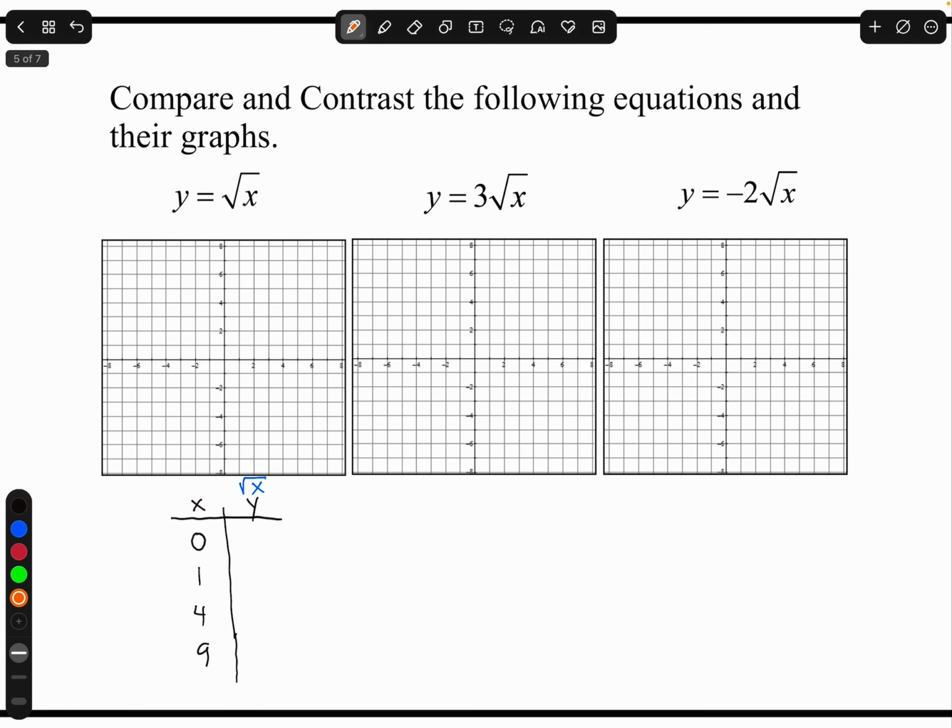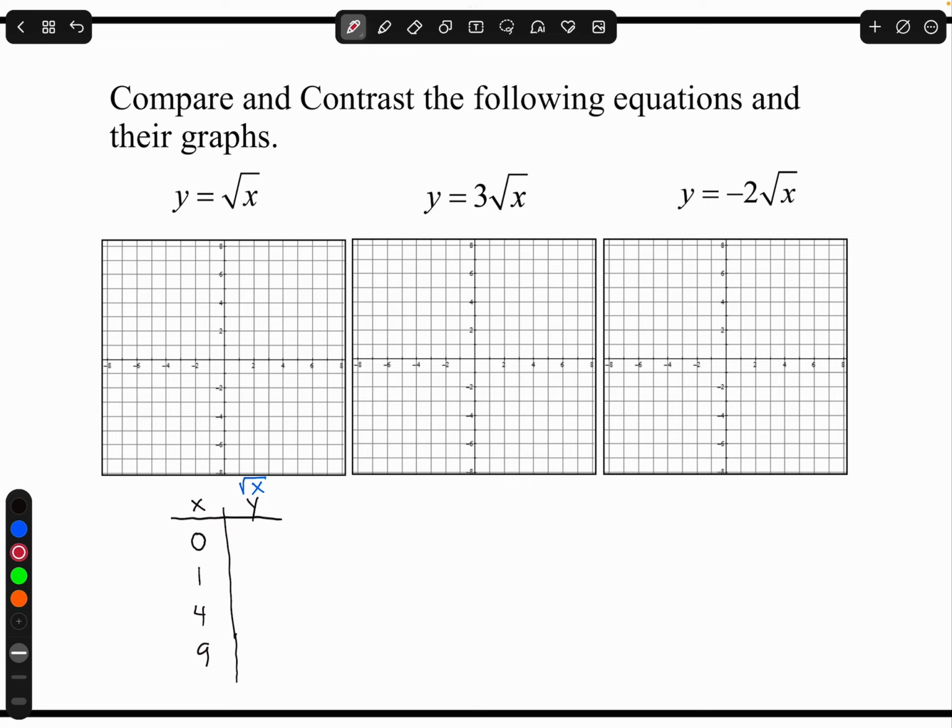All right, so we got another one here. Y equals the square root of x. This is that shooting star shape, and you see I already kind of have a table started. Remember, our domain for this one, we want to use perfect square numbers.